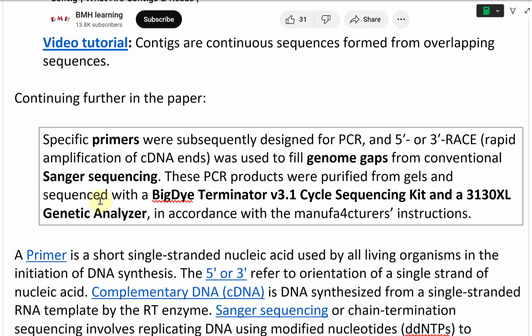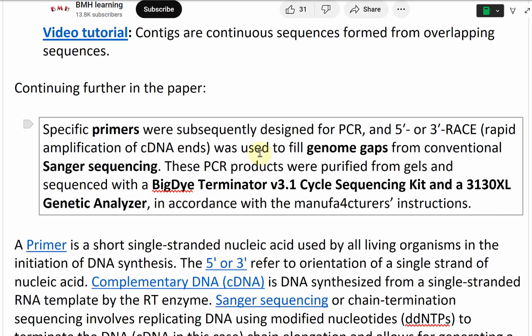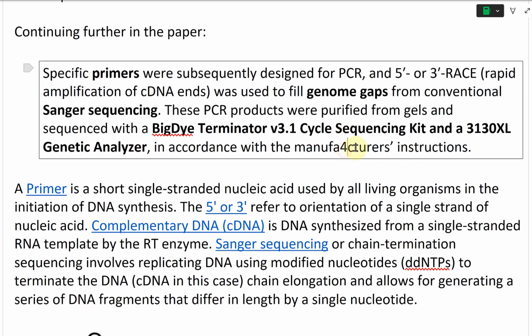All right, so continuing further in the paper, specific primers were subsequently designed for PCR, and 5' or 3' RACE, or rapid amplification of cDNA, or complementary DNA, ends was used to fill genome gaps from conventional Sanger sequencing. These PCR products were purified from gels and sequenced with a BigDye Terminator v3.1 cycle sequencing kit and a 3130XL genetic analyzer in accordance with the manufacturer's instructions. Interesting. Let's just break this down here.